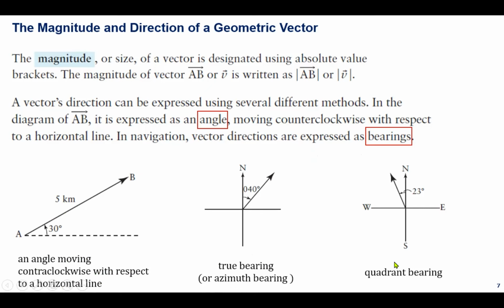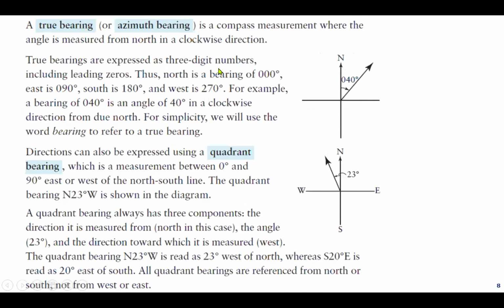Another kind of bearing is called quadrant bearing. So let's have a look at the concept of these two types of bearings. First, a true bearing is a compass measurement where the angle is measured from north in a clockwise direction. True bearings are expressed as three-digit numbers, including leading zeros. Thus, north is the bearing of 000 degrees.